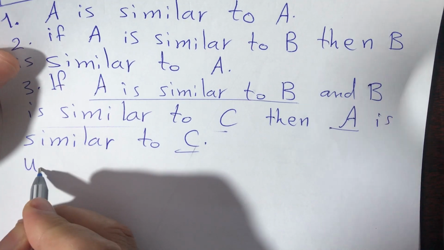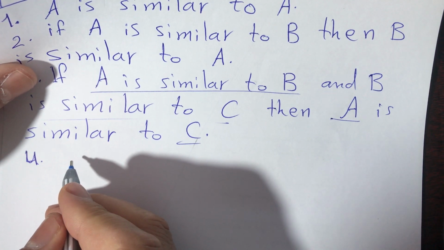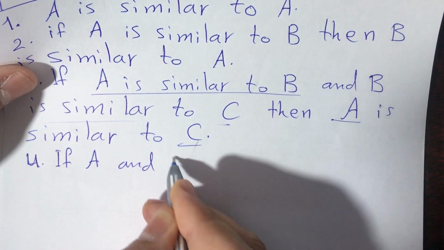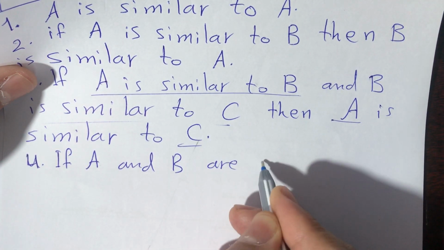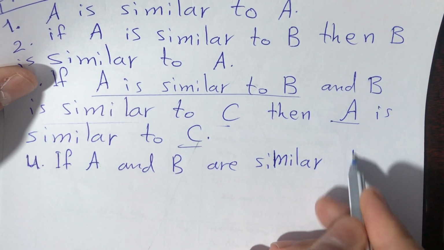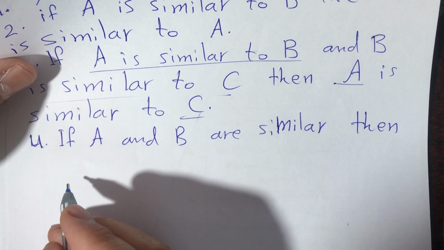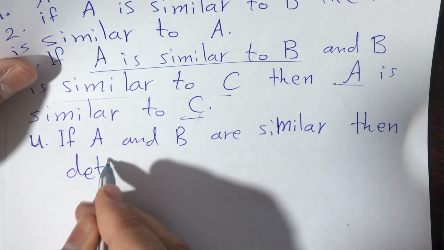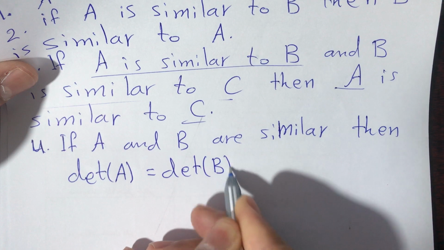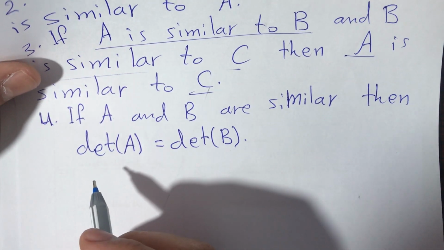Number 4: if A and B are similar, then determinant A is equal to determinant B. That means the two matrices have the same determinant.